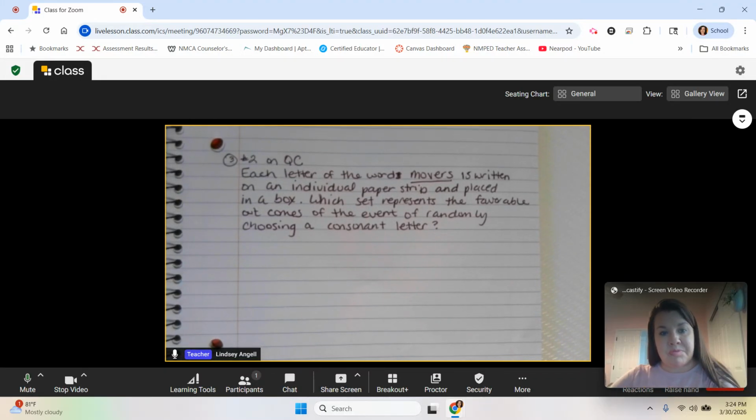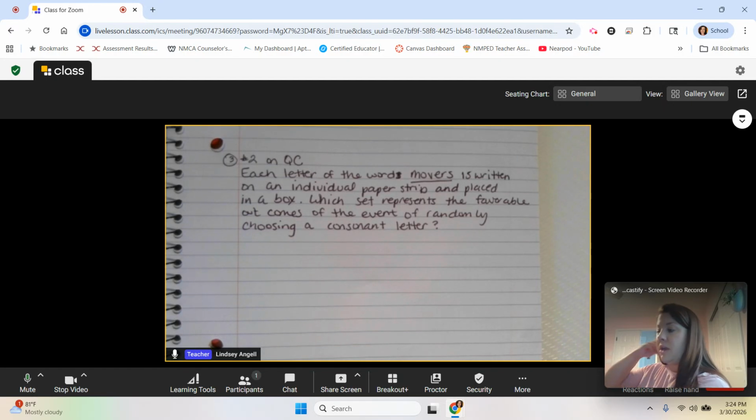And our final example for today, this is number 2 on the quick check. Each letter of the word movers is written on an individual paper strip and placed in a box. Which set represents the favorable outcomes of the event of randomly choosing a consonant letter. Now, they're going to give you 4 different options. It's a multiple choice question, okay?